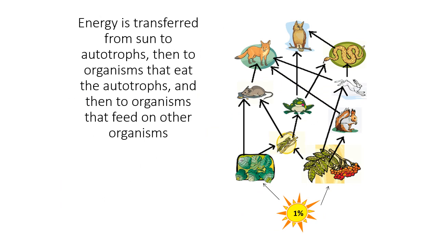So energy is transferred from the sun to autotrophs, and then to organisms that eat those autotrophs. Then to organisms that feed on other organisms. So we look at the sun will go to plants, and then the plants will go to organisms that eat plants, and then from there, animals that eat other animals.